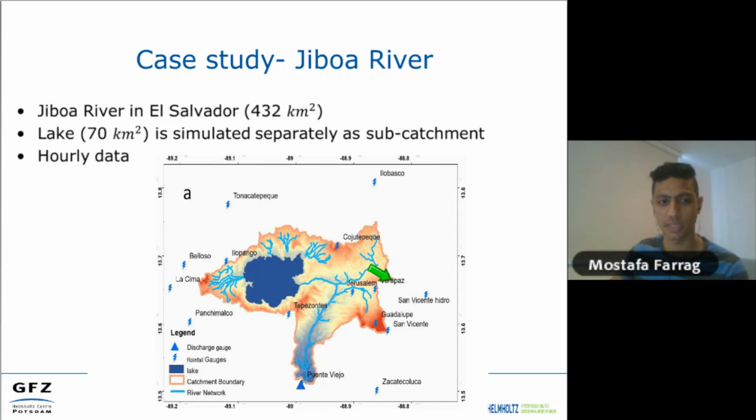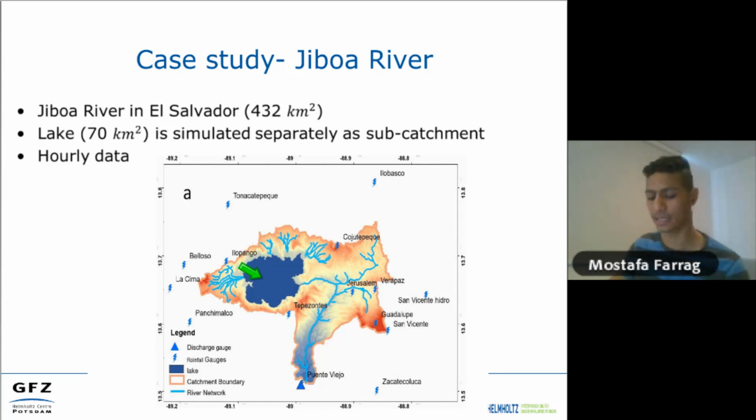The case study that we have used is the Hibwa River in El Salvador. It's 432 square kilometers, and it has a big lake which influences the base flow for the hydrograph.